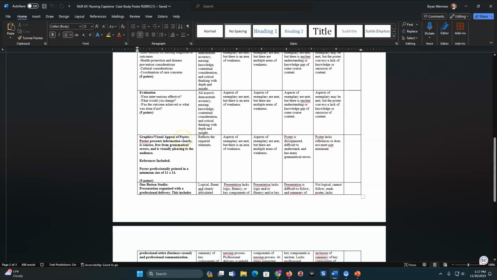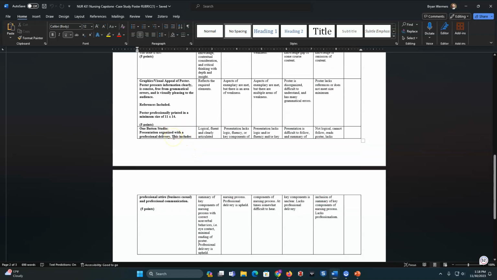And then finally, talking about more of the presentation in and of itself. How was your poster? Was it free of grammatical errors, spelling errors? Was it visually appealing? Did you include references? It's printed. Don't worry about that. We will print it for you.